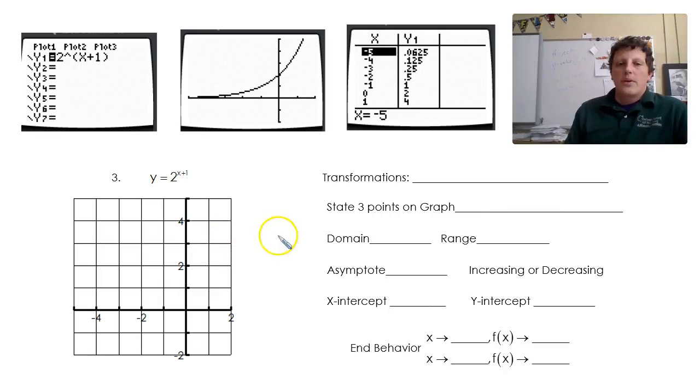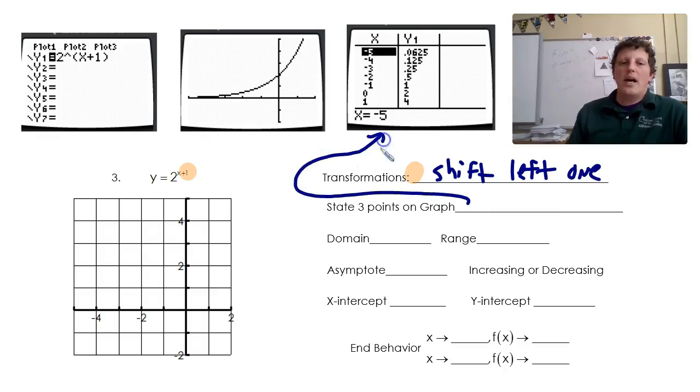Change the color just for a different color on the graph here. Transformations. I notice that there is a +1 in the exponent. Remember that those are shift left or right, and since it's the opposite of what we see, we're going to say shift left 1. For the 3 points, I'm not going to recopy them down. They're all up here in this table. I'm actually going to put as many of those on here as I can.